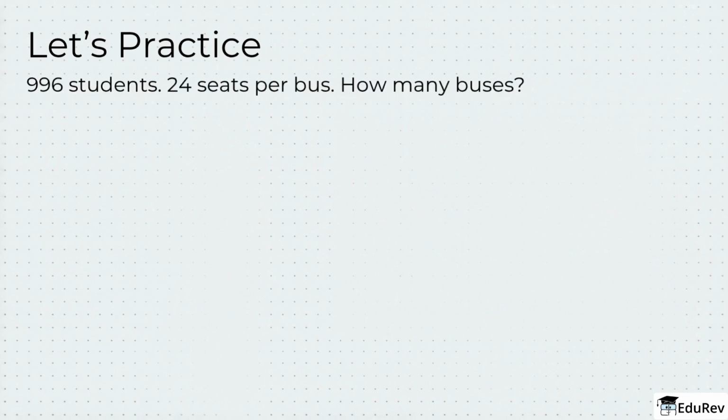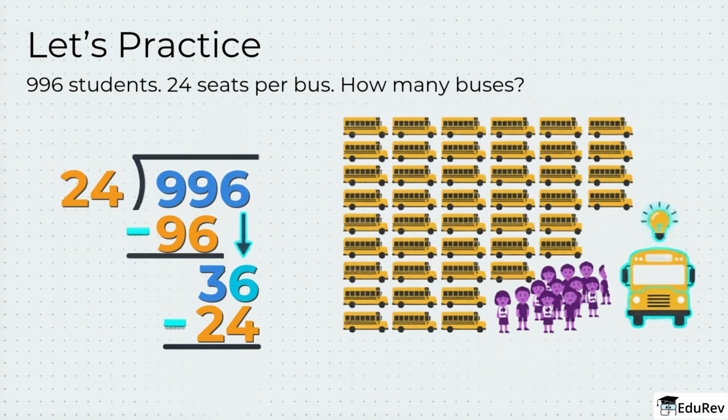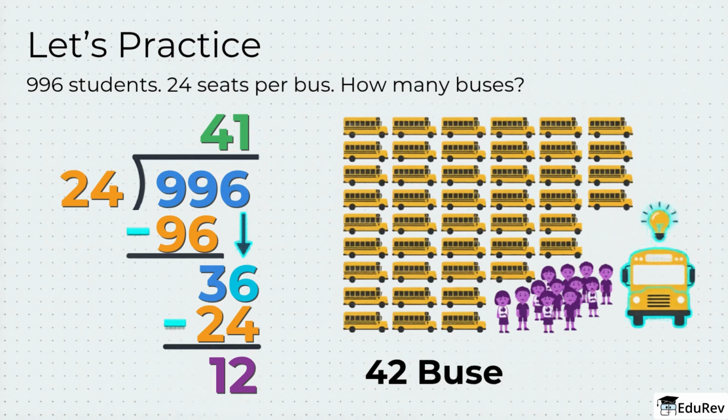Here's an interesting example for you. There are 996 students and each bus has 24 seats. How many buses are needed for all the students? Here's how we can solve such problems. We divide 996 by 24. The answer is 41 buses with 12 students left over. But those 12 students still need one more bus, so the total becomes 42 buses. This is a very important idea. In real life, we often need to round up when there is a remainder.